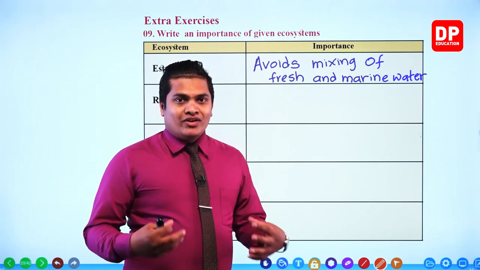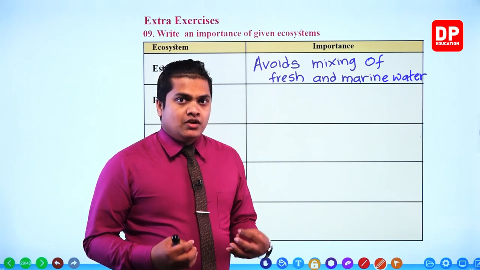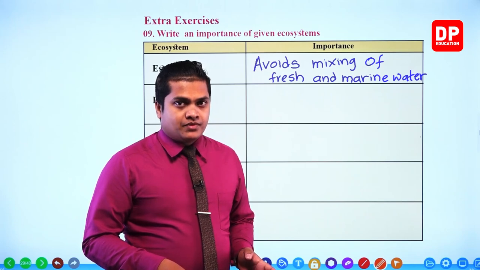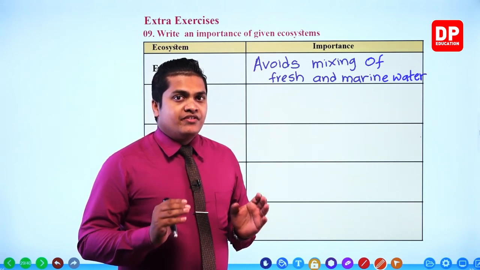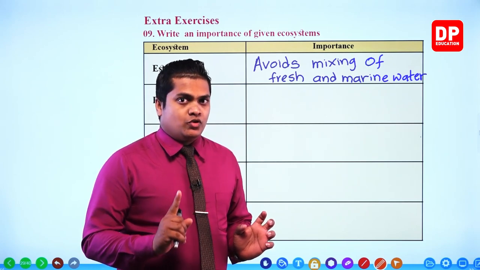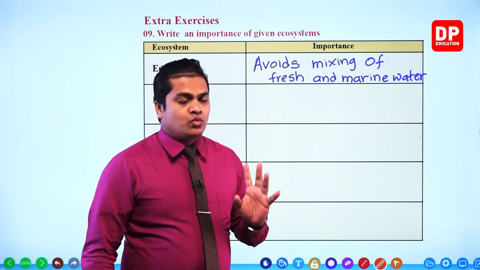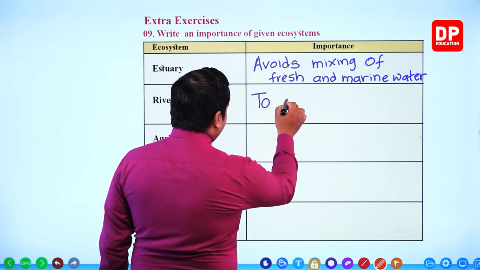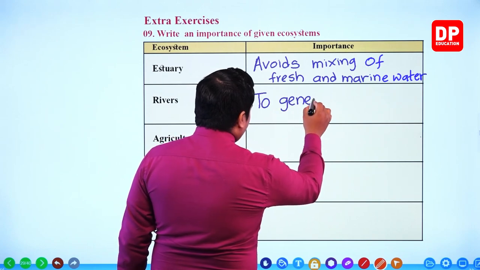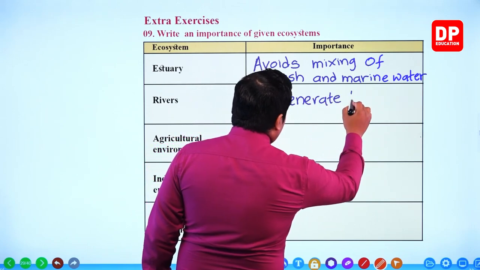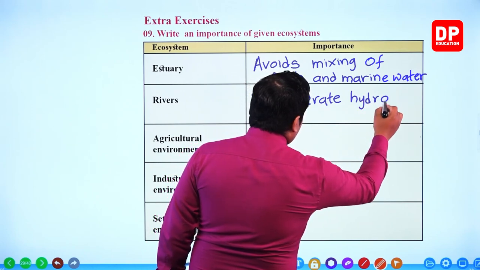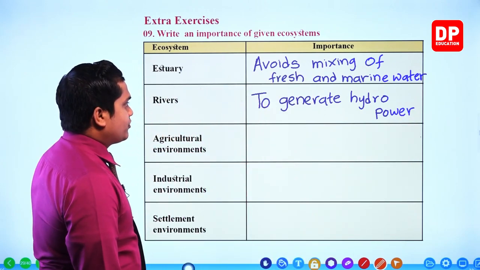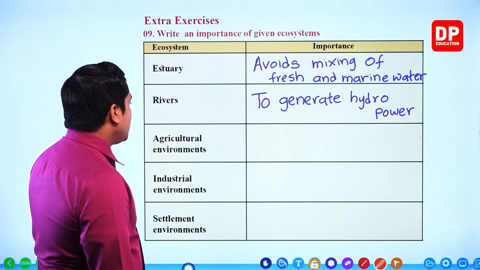Okay, next one, rivers. An importance of rivers: it is essential for transportation and used to generate hydropower electricity, and also used in the fishery industry. You mention just one importance. We'll mention just one: to generate hydropower.